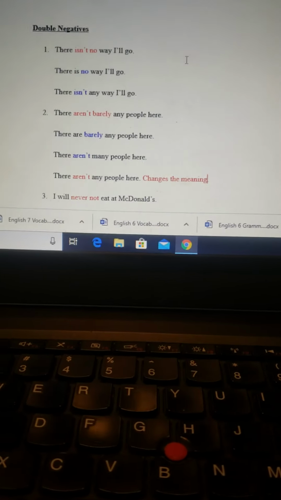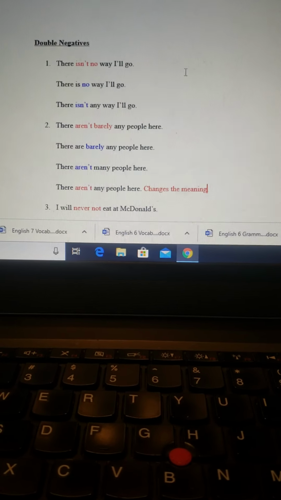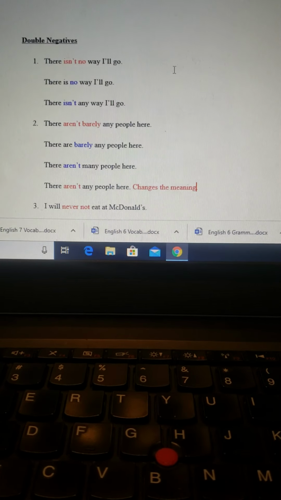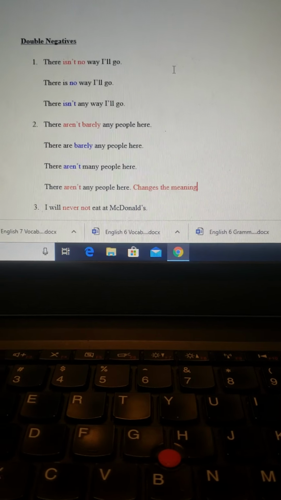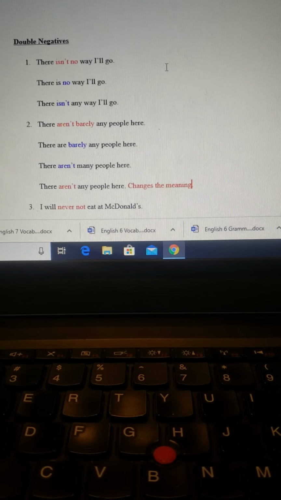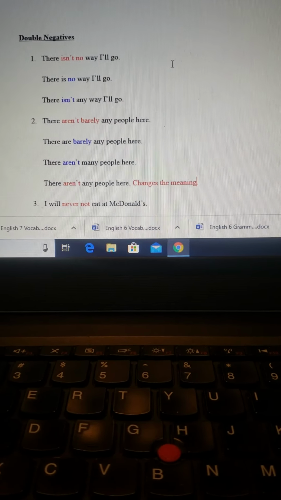Again, I think this is very simple. This is pretty much the same thing I put up yesterday. I'll just talk about it briefly again. No matter how many negatives there are in a sentence, your goal is to get it down to 1, okay, in a way that maintains the meaning.